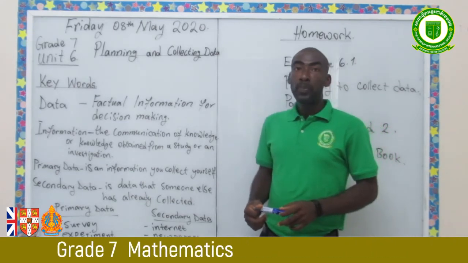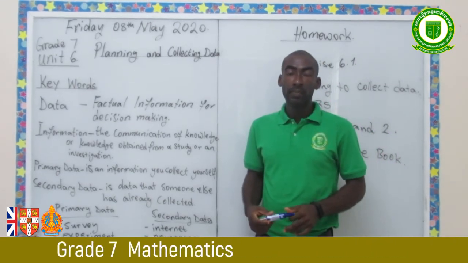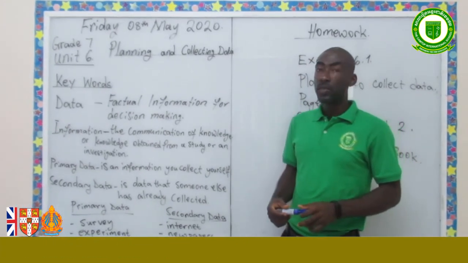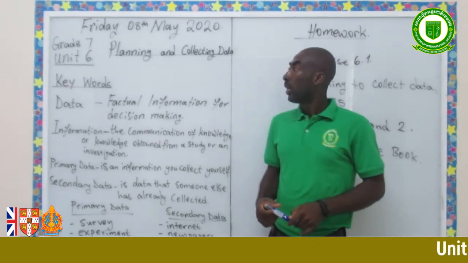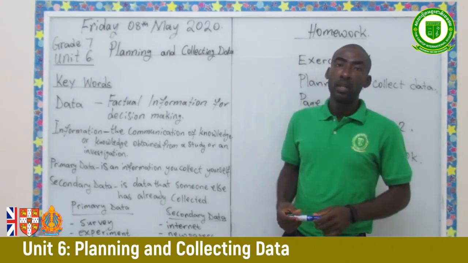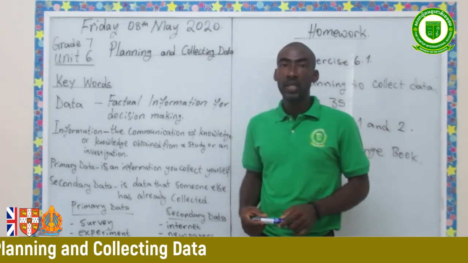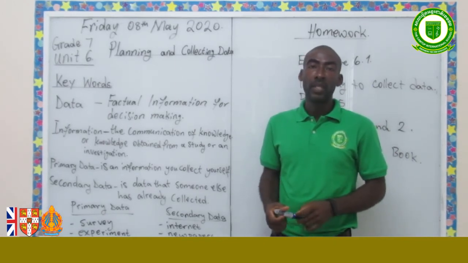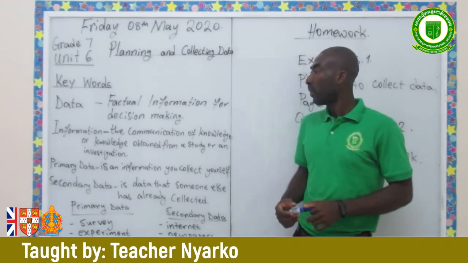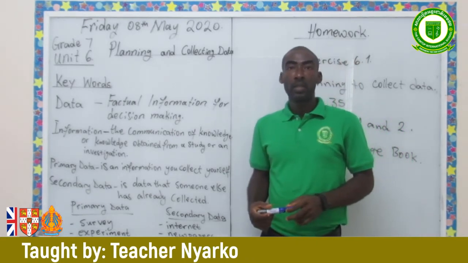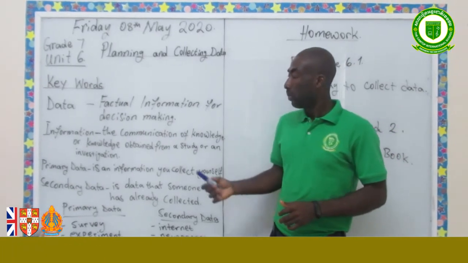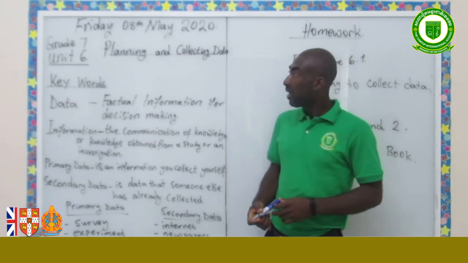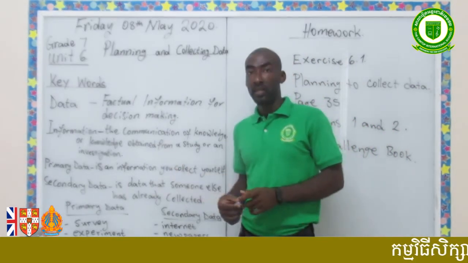On this last part, we'll do an overview of what we are doing today. We are looking at planning and collecting data. The main objective of this session has been planning, and in planning we have to look at some keywords. The keywords have been data, information, primary data, and secondary data. Among these, the categories of being primary or secondary data will help you to decide how far you have to go with your planning. Okay?